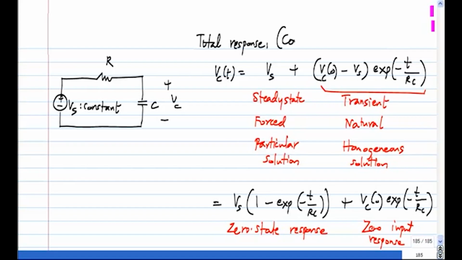Okay. This, of course, all these apply with constant inputs. I mean, if you have some Vs of t, you can't substitute Vs of t into this formula. Okay.